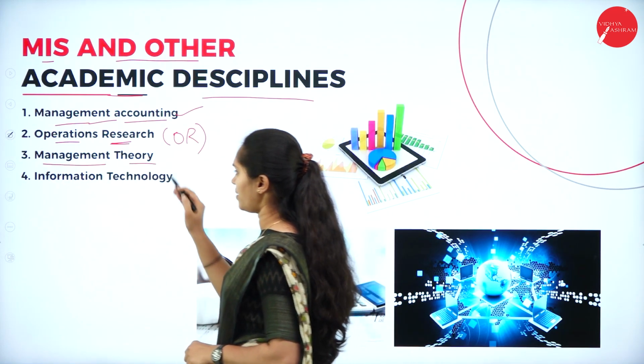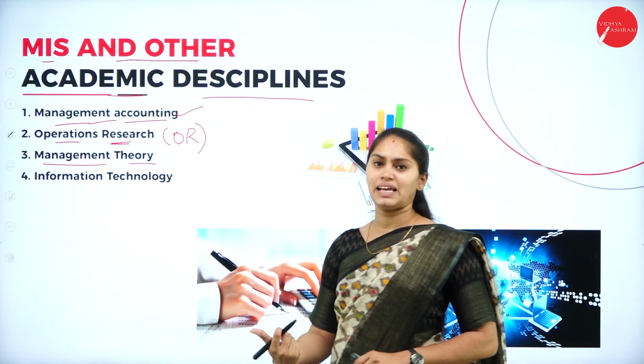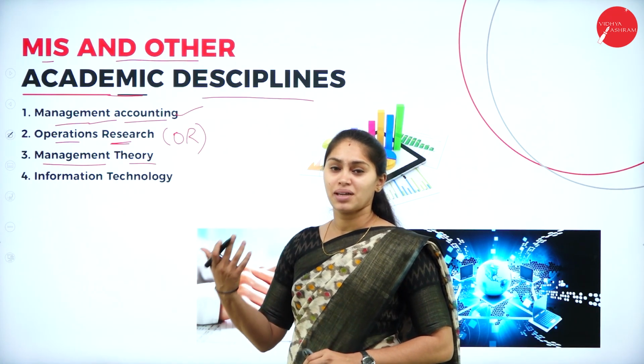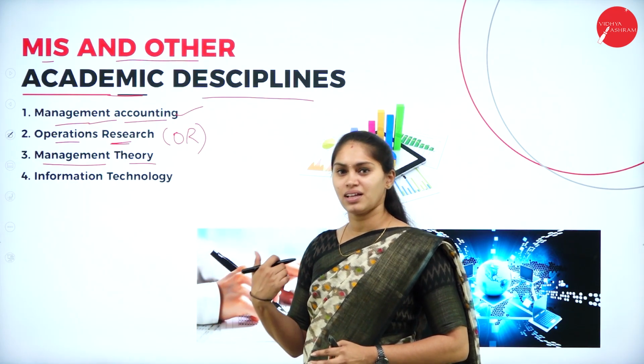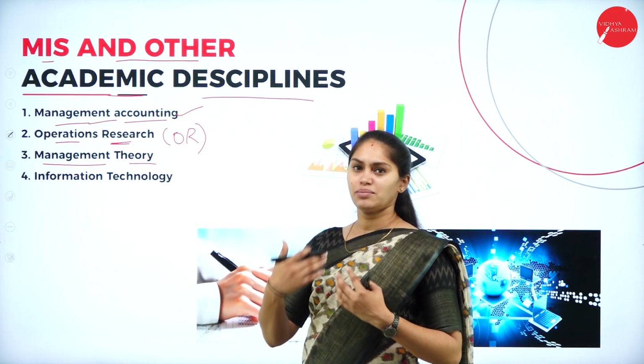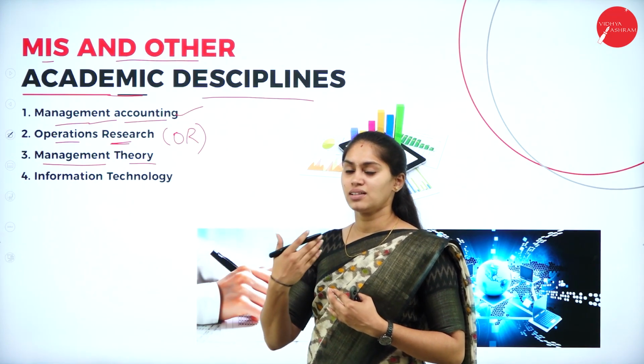Next we have a management theory. This will include empirical theory, decision making theory, and some behavioral theory: how we are supposed to be in the market, how we are supposed to be in the organization, how the behavior must be, that means with whom we are supposed to talk and in what way.